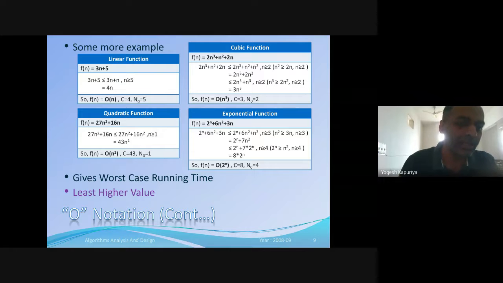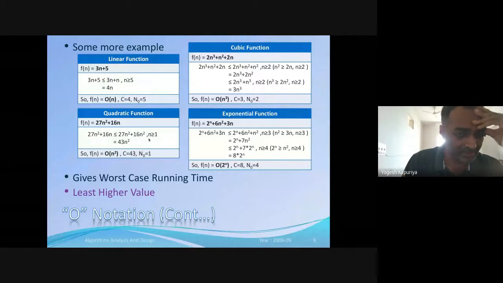The second case can be, instead of replacing 16n with 16n square, I can simply replace it with n square as well. So I will say 27n square plus n square. Now when this is true, you have to identify the value of n for which 16n is less than or equal to n square. What should that value be?